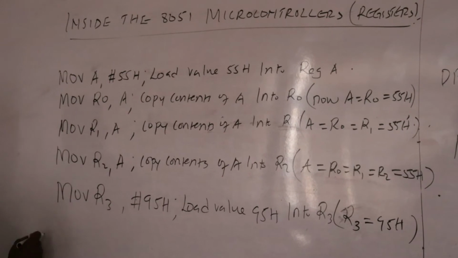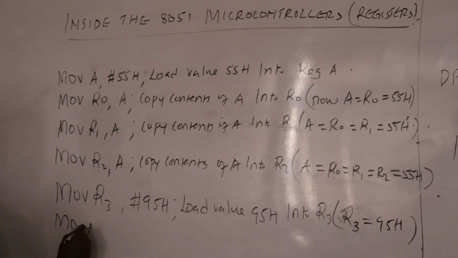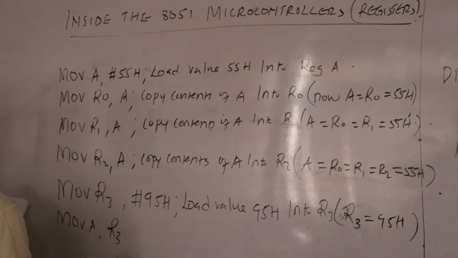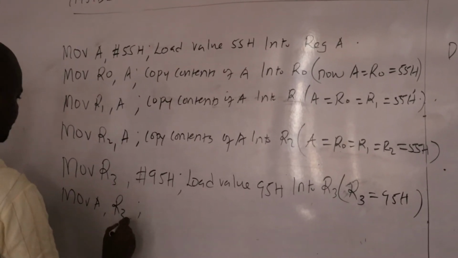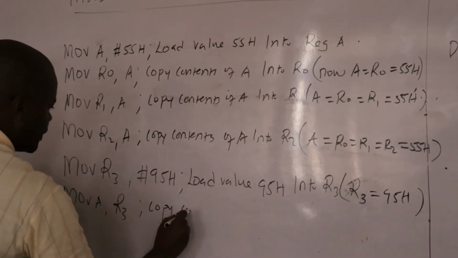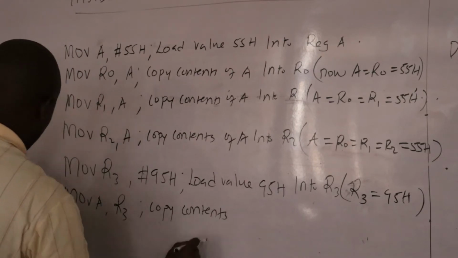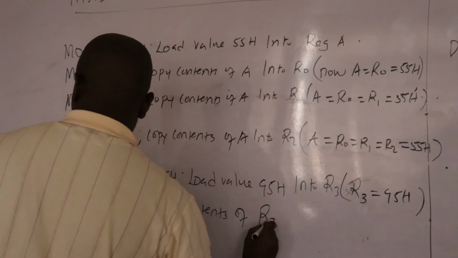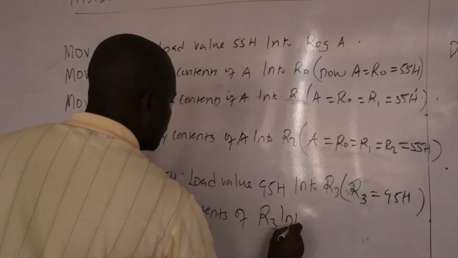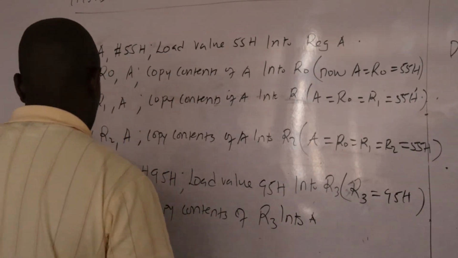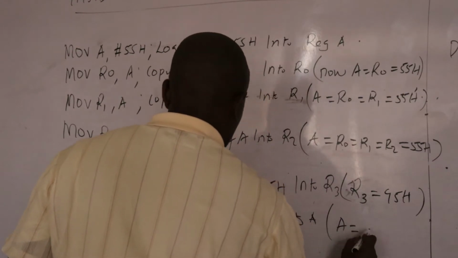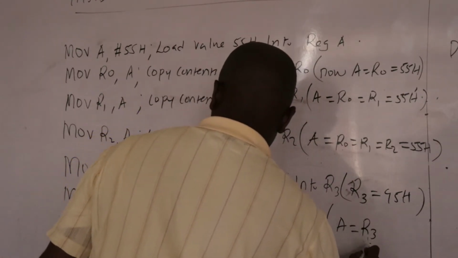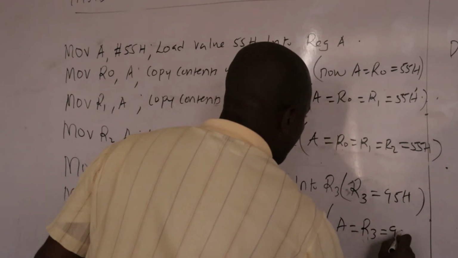Then we can also have MOV A, R3. This simply means you copy the contents of R3 into A. And that means that A is now equal to R3, which is 95H.